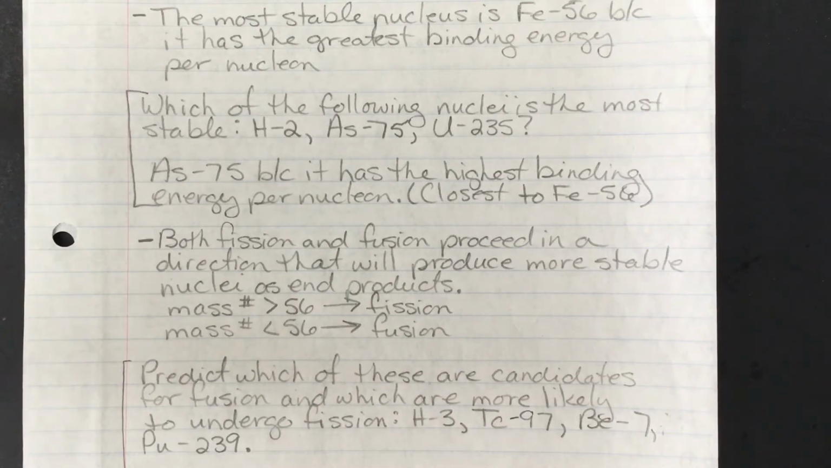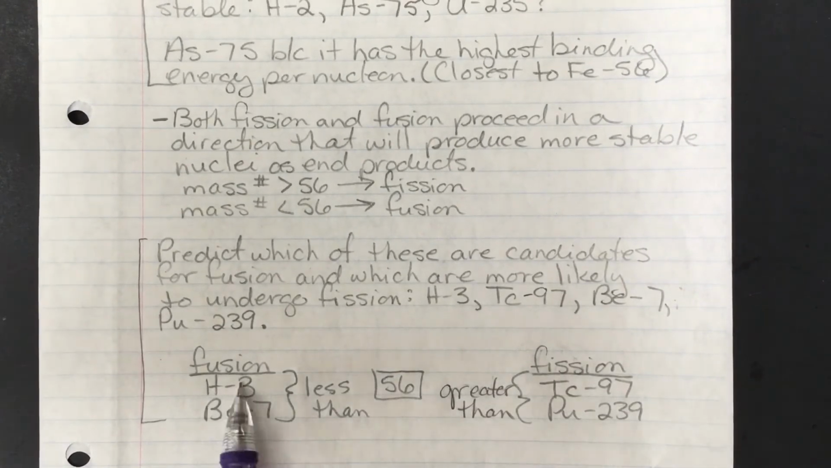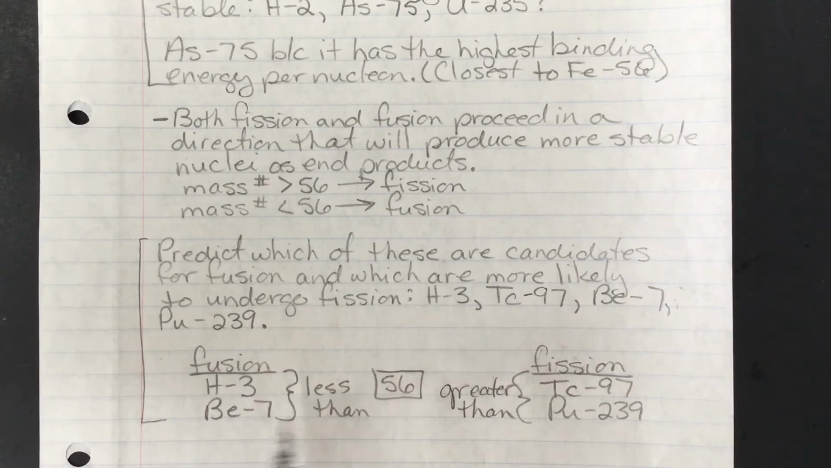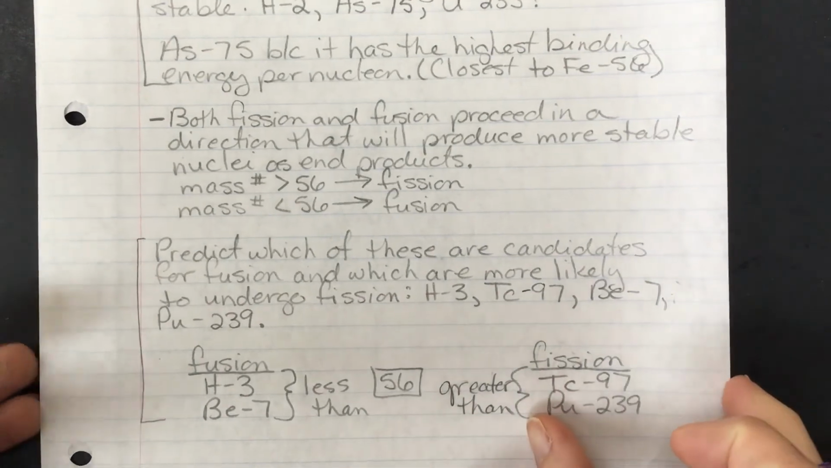Okay, to answer this question, I divided it this way. I put fusion over here, fission over here, with hydrogen-3 and beryllium-7 for fusion, technetium-97 and plutonium-239 for fission. I put 56 in the middle to remind me that that's the number they're really after. Anything less than 56, fusion. Anything greater than 56 is most likely to undergo fission. So that's how I organized my answer.